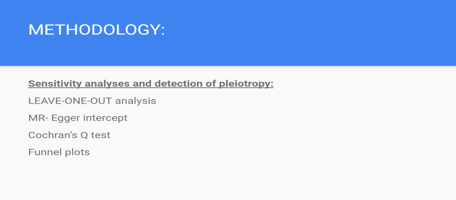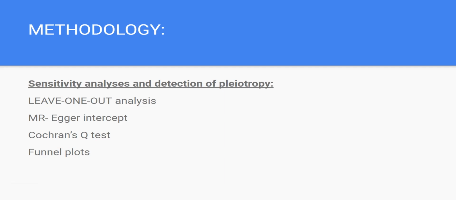So the first one is the leave one out analysis over here. It was performed to know whether the causal estimates were driven by single SNPs, and it is the meta analysis on each subset of studies obtained by leaving out exactly one study. And the other, Cochran's Q test, is also a traditional test for heterogeneity in meta-analysis.